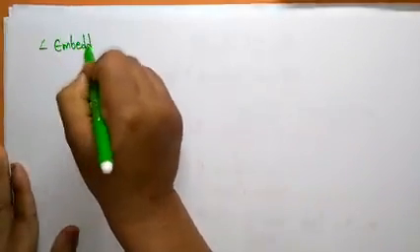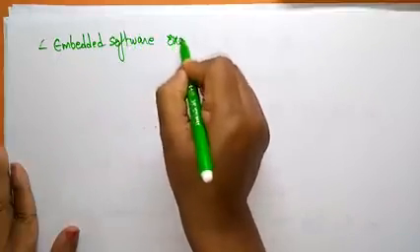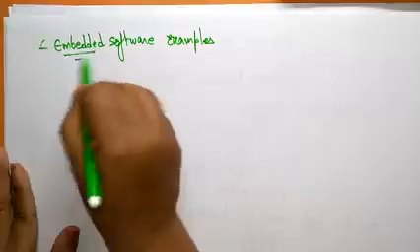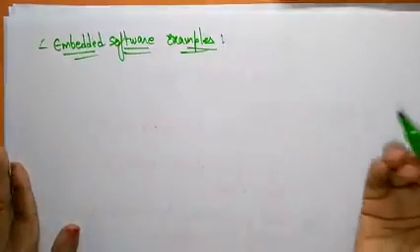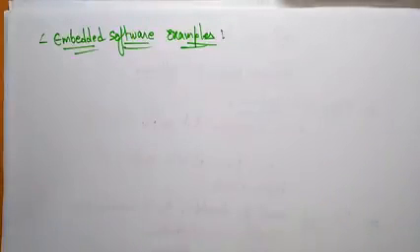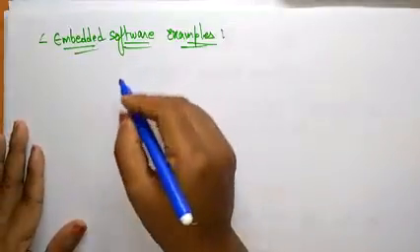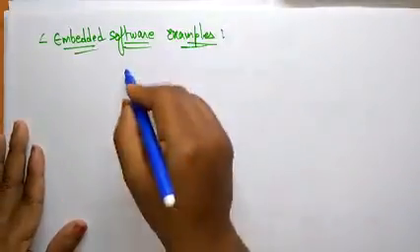Now let's see what the different embedded softwares are. Let me explain the examples. My main aim of this video is to explain what exactly embedded software is. The embedded software is a program which controls an embedded system. The tools needed for developing embedded software are an editor, compiler, and assembler. And the different examples of embedded software are as follows.